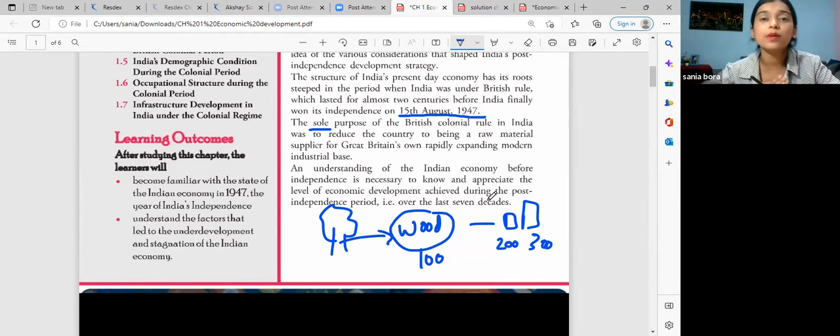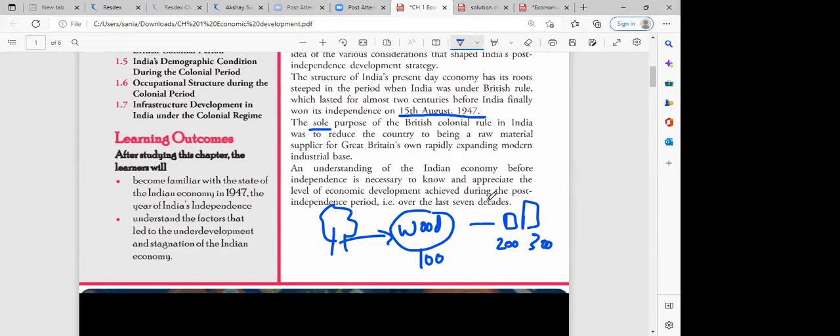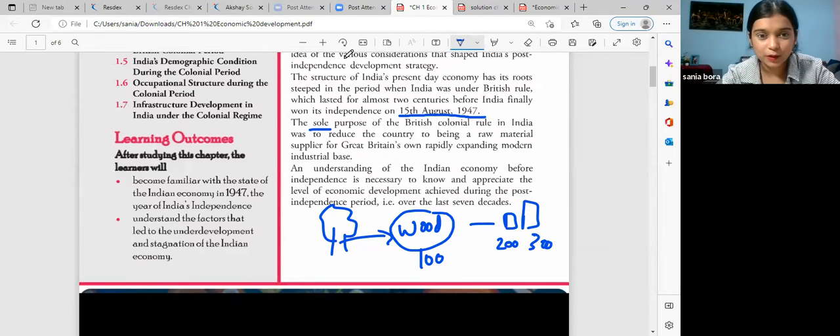So this was the main purpose of the Britishers, to make India a raw material supplier and they themselves wanted to become the supplier of finished goods. Clear? Yes, teacher. Okay, so now I'll ask you the questions. So who will be telling me?